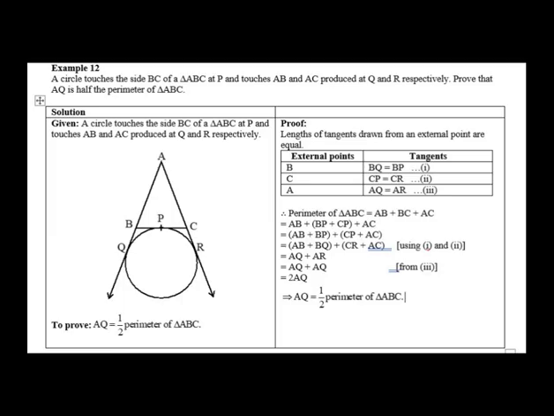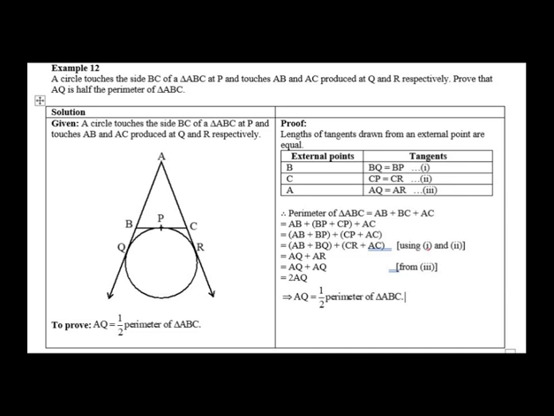Therefore, perimeter of triangle ABC is equal to AB plus BC plus AC, which is equal to AB plus BP plus CP plus AC, because BC is equal to BP plus CP. Rearranging, we get perimeter of triangle ABC is equal to AB plus BP plus CP plus AC. Since BP is equal to BQ and CP is equal to CR, we get perimeter of triangle ABC is equal to AB plus BQ plus CR plus AC.